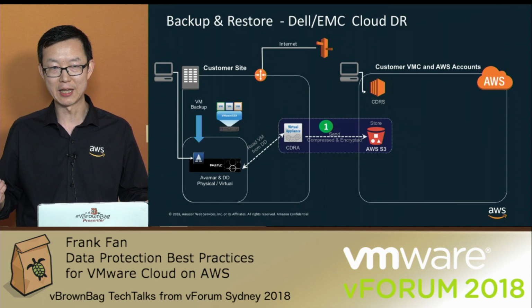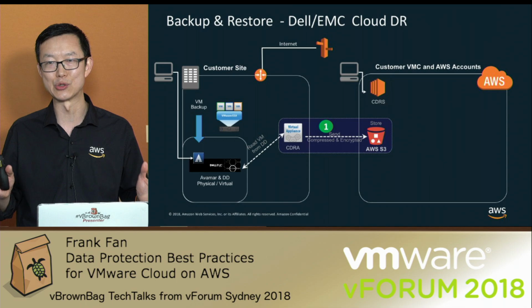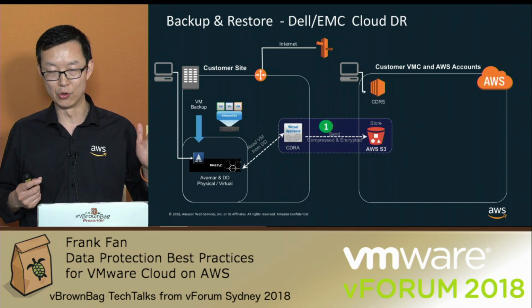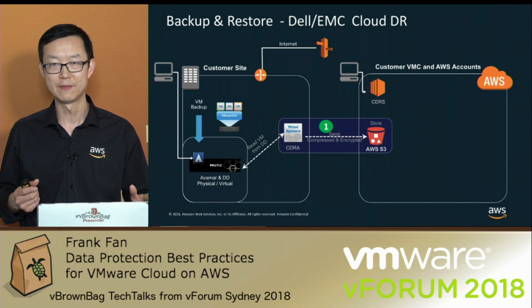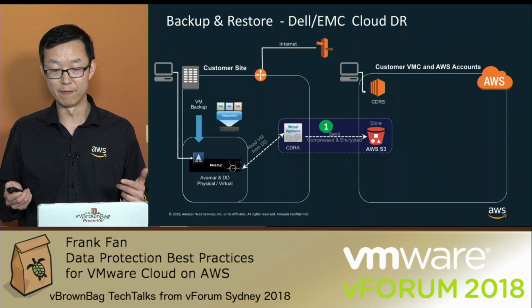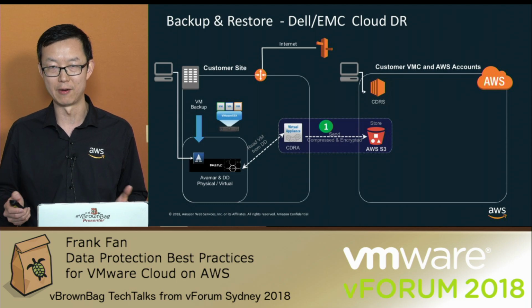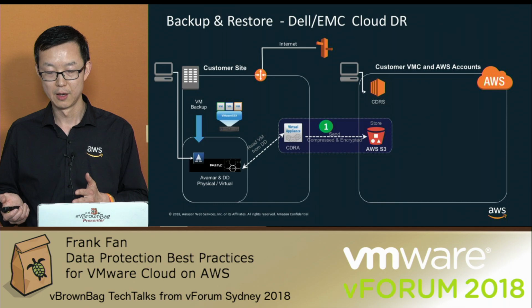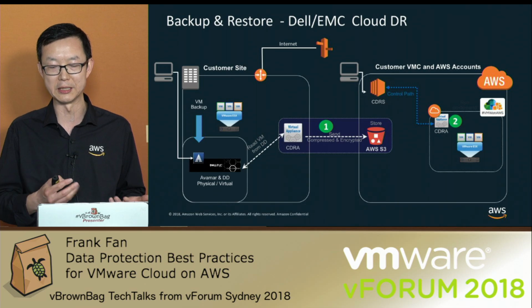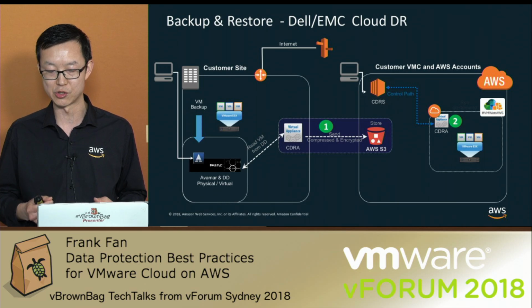Once it's done, you can see you only pay minimal infrastructure cost, like S3 capacity and another EC2 instance, CDRS, which is a control server to control the data set. That's all. In the event of a disaster, for example you lost an on-prem site, you simply use a console to provision the VMware Cloud on AWS infrastructure on the right-hand side. Alternatively, you can use an automation approach like CloudFormation to automate this whole process without human intervention at all.